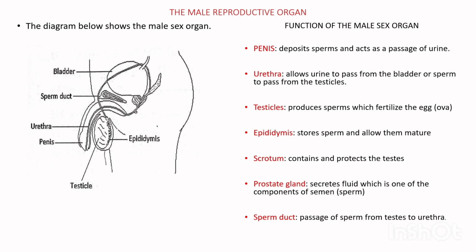The prostate gland secretes fluid, which is one of the components of semen, which is also called sperm. The sperm duct is the passage of sperm from the testes to the urethra. Okay, then we are done in this unit. We look at the female reproductive system in the next unit.